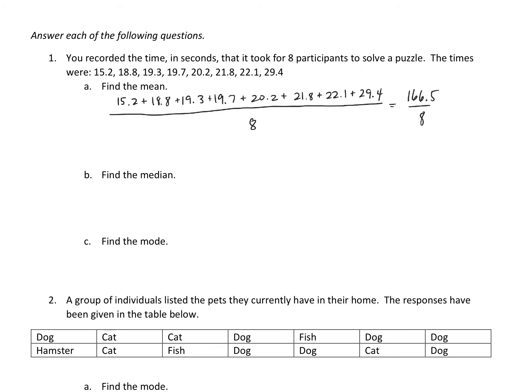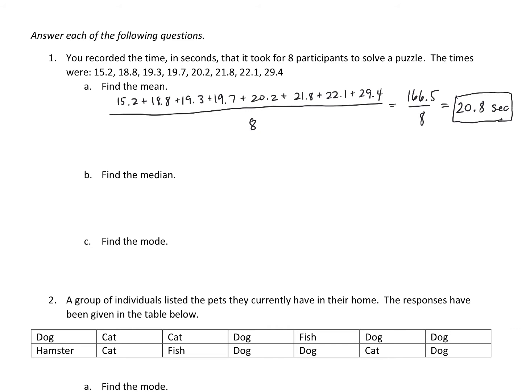When I added up all of those values, I got 166.5, and then I'm going to divide that by 8, and I got 20.8 rounded to the nearest tenth. I decided to round to the nearest tenth because that's what all the values were rounded to. So the average would be 20.8 seconds. That is the mean. Again, the mean you find by adding up all the data values and dividing it by the number of data values you have. Part B is find the median.